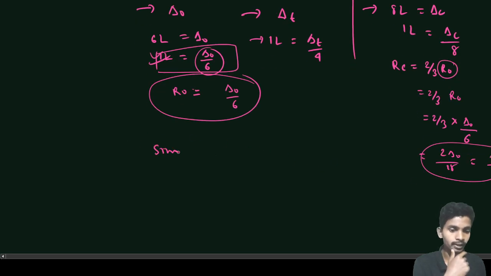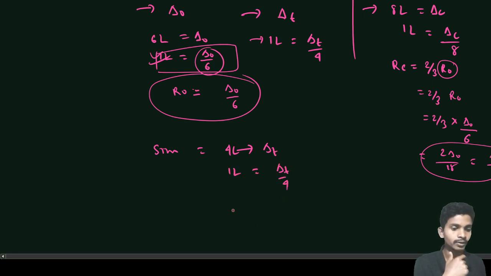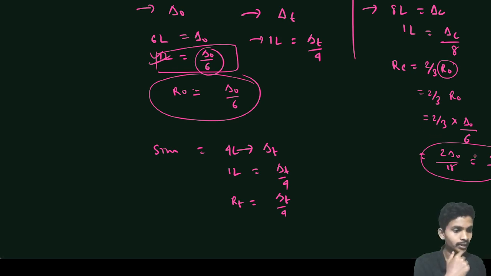Similarly for tetrahedrals, 4 ligands have delta T, so 1 ligand has delta T upon 4. So 1 ligand, or 1 RT we can say, is equal to delta T upon 4. Okay, and the relationship between these is what we see here, that Rc is equal to this.